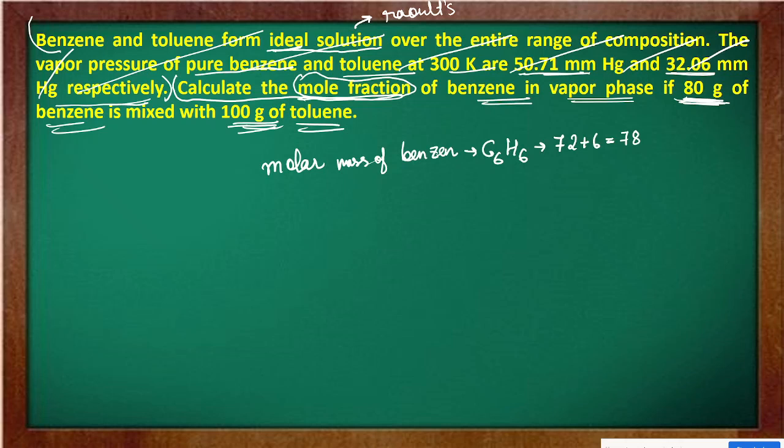Now if we are taking 80 grams of benzene, how many moles will it be? Once again the same formula for calculating the moles: we calculate by the given weight divided by the molecular weight. So the number of moles present in 80 gram will be equal to the given weight by the molecular weight. This is your moles of benzene.